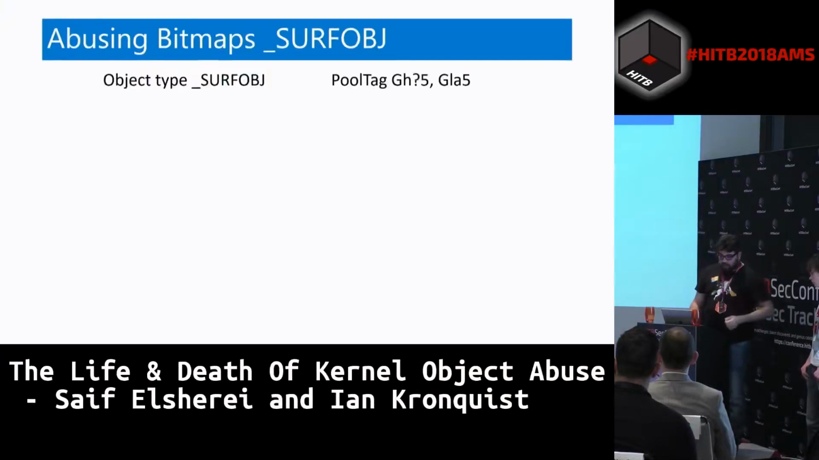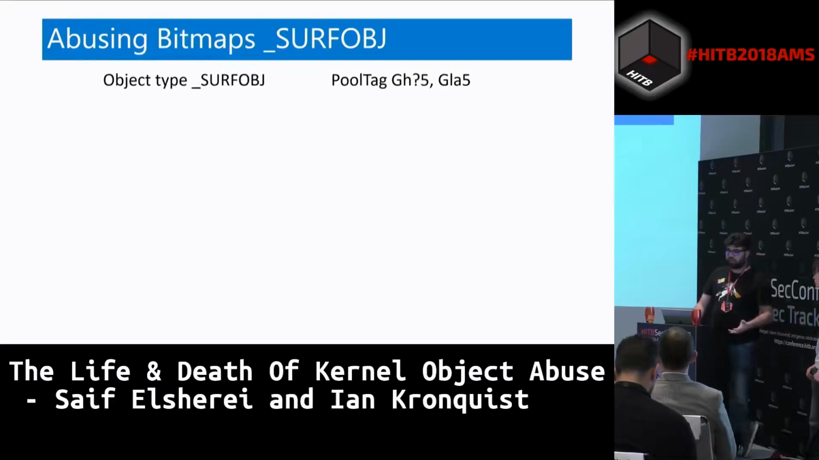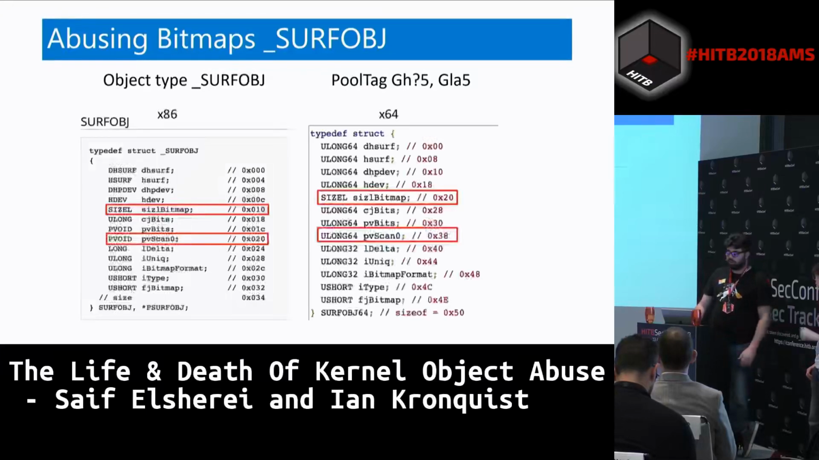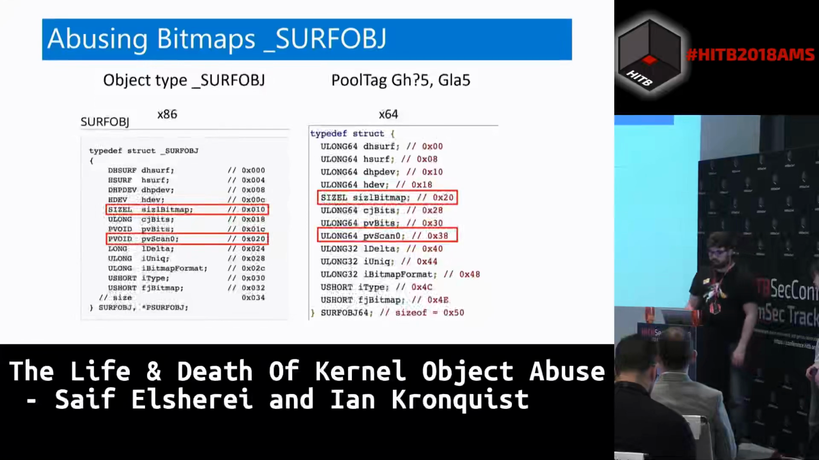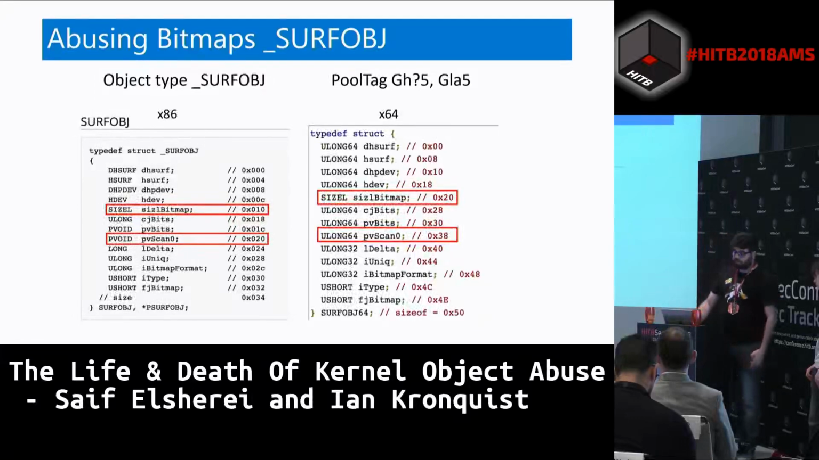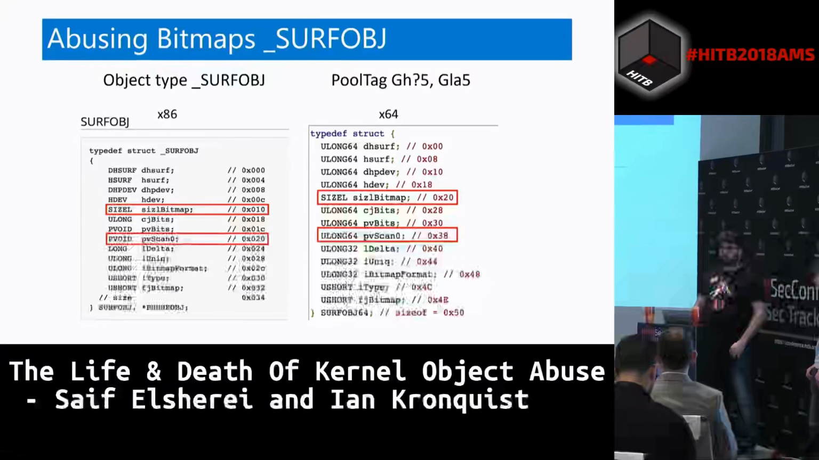The bitmap object in kernel memory is actually dubbed SURFOBJ, and it has a pool tag, or in the object header is Gh05 or Gla5, depending on which memory location it gets allocated to. For Gla, it's look-aside lists, and Gh is the normal paged session pool. This is how the object looks in kernel memory. You can see that I've highlighted a couple of interesting members. First is the sizlBitmap, which is the size of the bitmap, the width and the height of the bitmap. And the next one is pvScan0, which is a pointer to the bitmap data in memory.